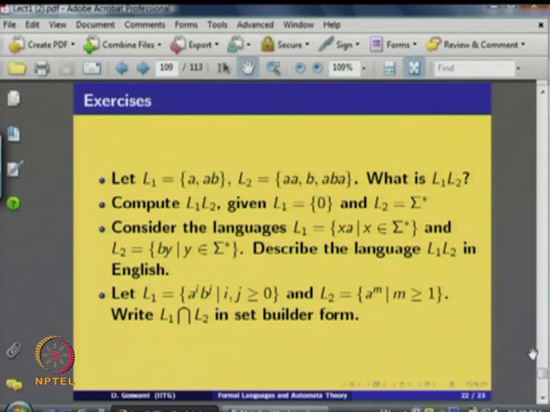Let L1 be A to the power i, B to the power j, i, j greater than or equal to 0, and L2 be A to the power m, m greater than or equal to 1. Write L1 intersection L2 in set-builder form.